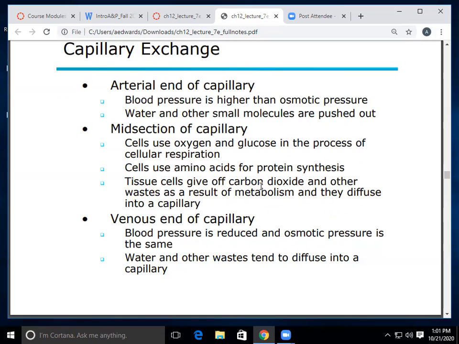Cells get to use the amino acids for making proteins, right? Remember amino acids, the building blocks of proteins, biomolecules, okay? Tissues are gonna release their carbon dioxide and waste products that they make as a result of metabolism, cellular respiration. And they're gonna go into the capillary through diffusion. A difference in concentration.